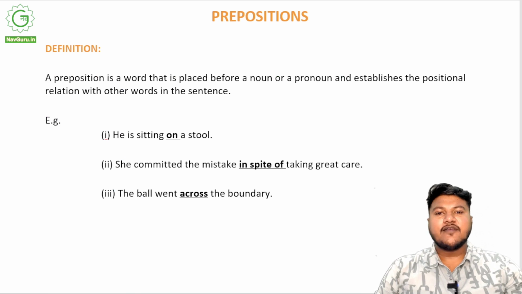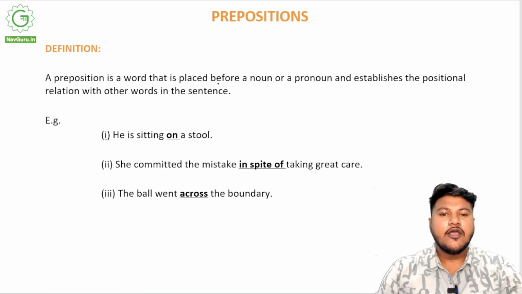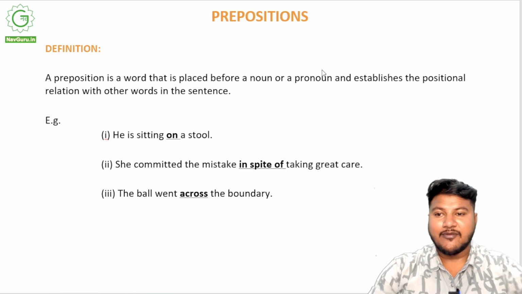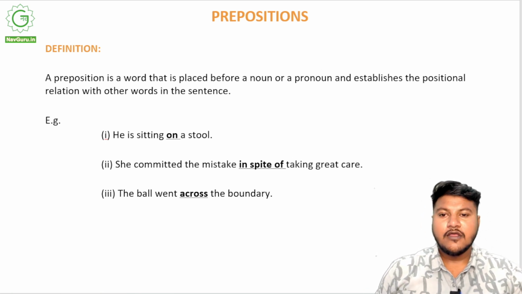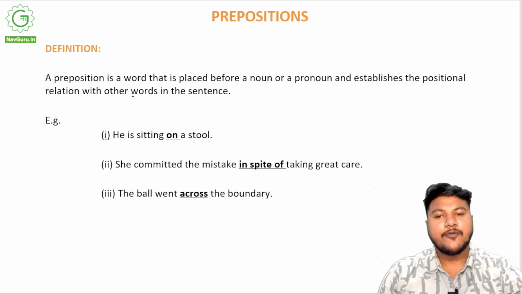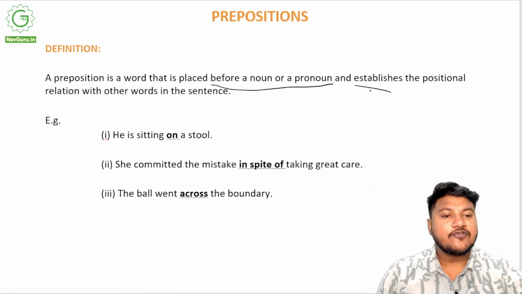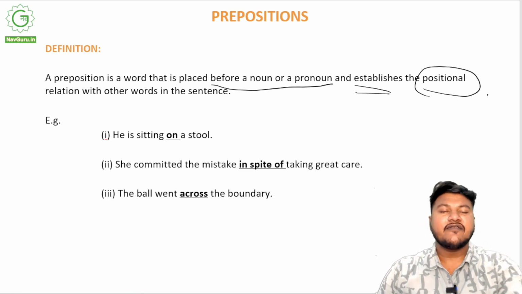So preposition, what is a preposition? If I have to define it, a preposition is a word that is placed before a noun or a pronoun, right? So we'll begin with the definition. How do you define prepositions? A preposition is a word that is placed before a noun or pronoun and it establishes the positional relation. What's the positional relation? With other words in a sentence.